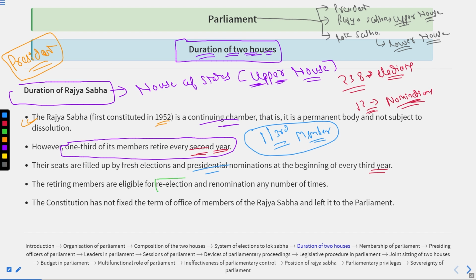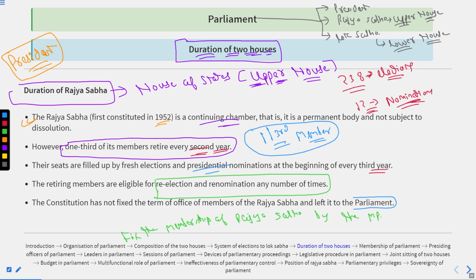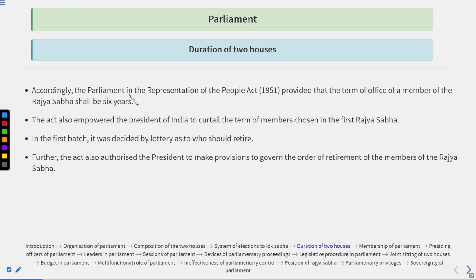It means that there is no provision to fix the membership of Rajya Sabha by the MP or the member of parliament. Alright. The constitution has not fixed the term of office of the members of Rajya Sabha and left it to the parliament. It means that the tenure of the Rajya Sabha is not decided by the constitution, but it is totally dependent upon the discretionary powers of the Parliament of India. Alright. Okay. So let's move forward.